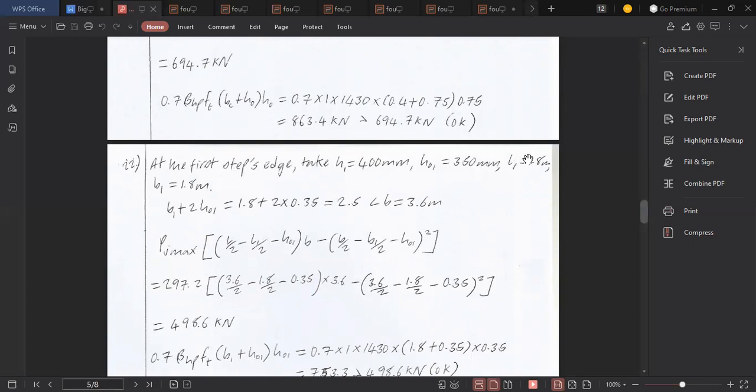The length of that step is about 1.8 by 1.8. So L1 is 1.8, B1 is 1.8. We've assumed these, right? So now let's check if these assumptions, or these dimensions we've given, meet the requirements.